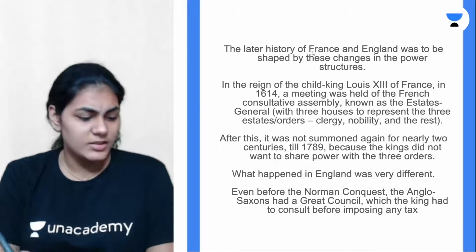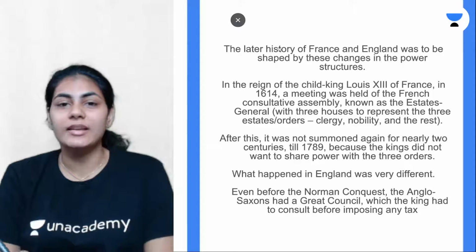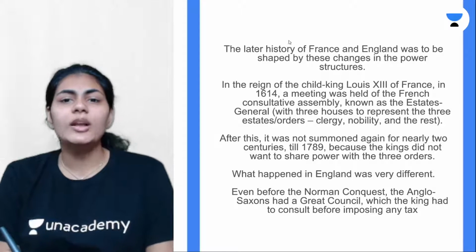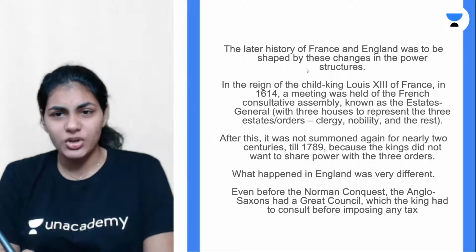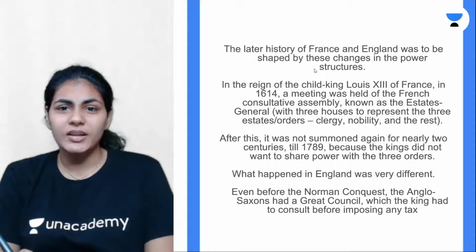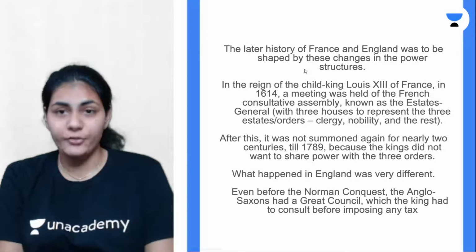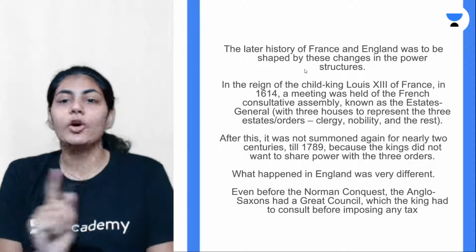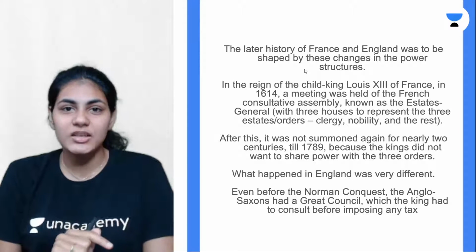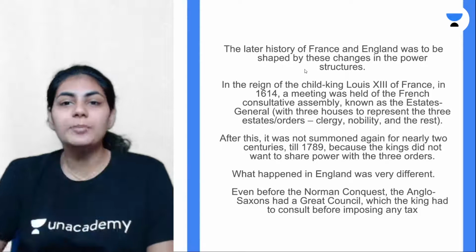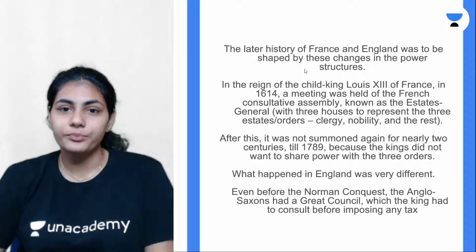So I think this is the last slide we have. Just bear with me for a couple of minutes. I'll quickly wind this up. So the later history of France and England was to be shaped by these changes in the power structures. If you look at the 17th and 18th centuries in England and France, because of all these political changes that were happening in the 15th and 16th centuries, they shaped the future France and future England to a greater extent.